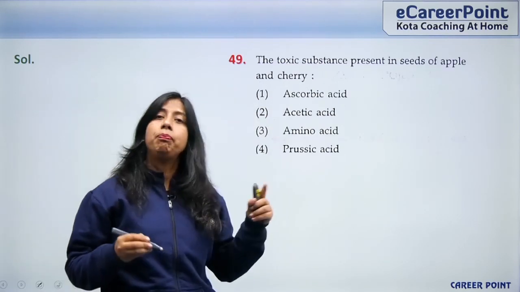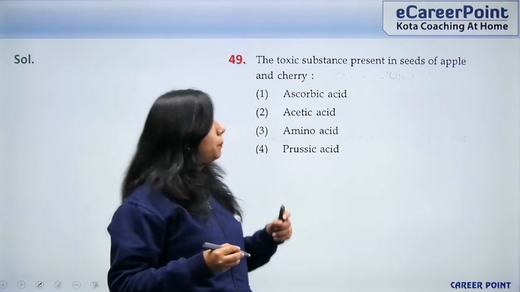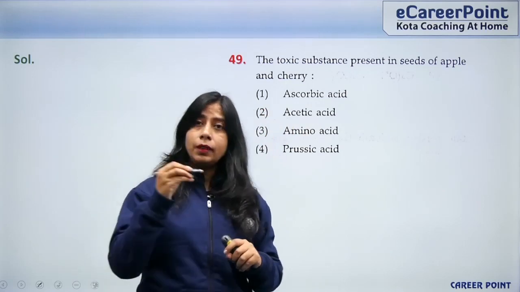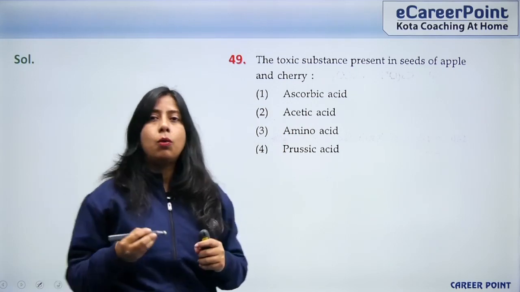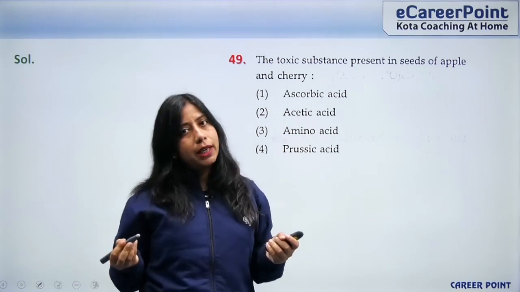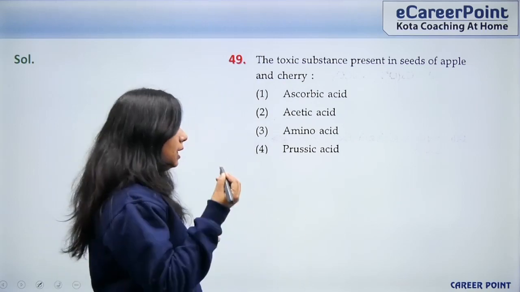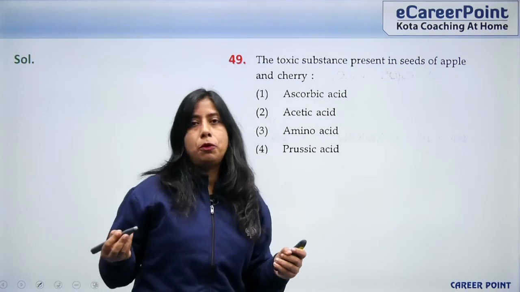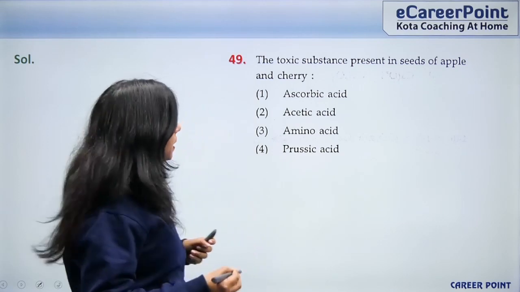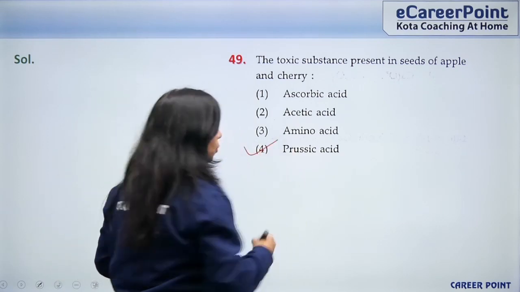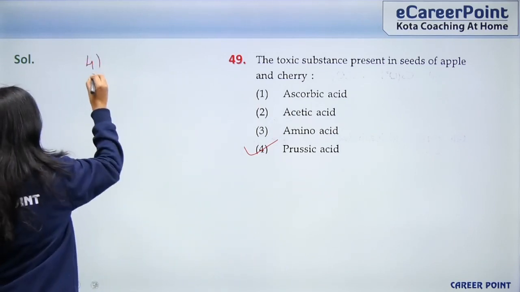Moving on to the next. Here it is asked, what toxic substance is present in the seeds of cherry and apple? Toxic means harmful. Ascorbic acid is otherwise named vitamin C, which is not toxic in nature. Acetic acid is also edible, in vinegar it is present. Amino acid is a part of protein; proteins are made up of amino acids. So the toxic acid that is present in them is option number 4, prussic acid. So here the answer is 4.